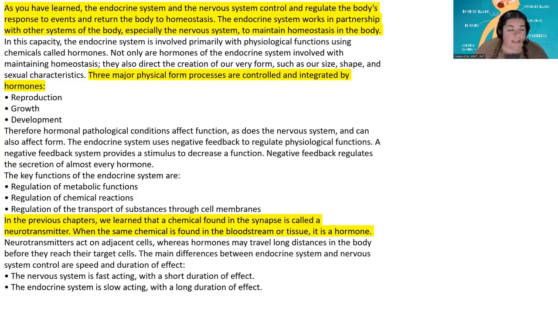All right. We've learned that chemicals, remember, between the synapses of the nervous system, those are called neurotransmitters. When the same chemical is found in the bloodstream or in tissue, like organ tissues of the body, it is called a hormone. So when we are talking about nervous system chemicals, it's neurotransmitters. When we're talking about the endocrine system, like we are this week, we are talking about hormones.